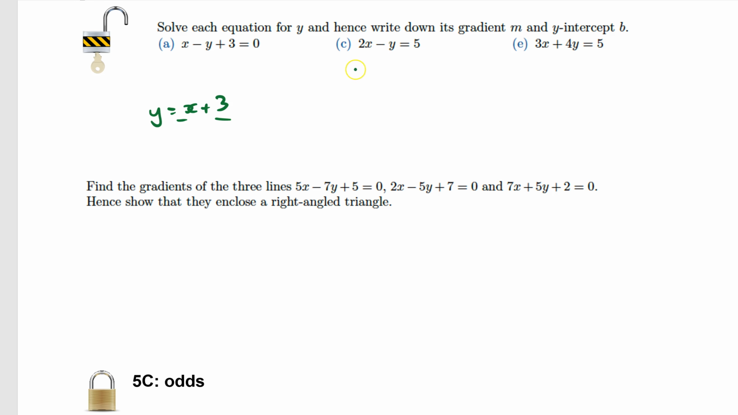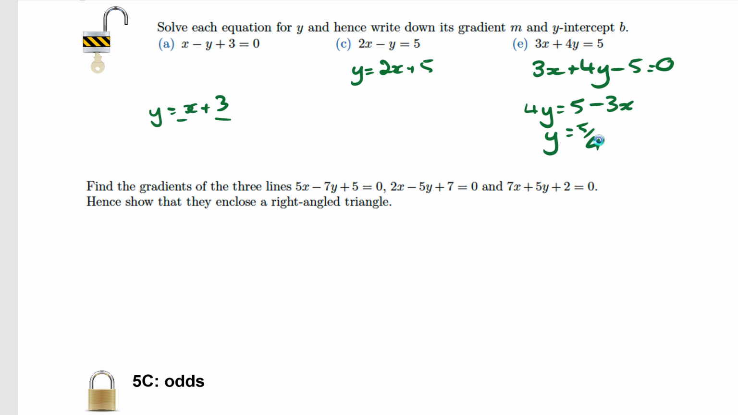This one here, not sure even why I've included this, so y equals 2x plus 5, gradient 2, y-intercept 5. This one here is probably one where it's quicker to rewrite it in standard form. So gradient is minus 3 over 4, and y-intercept is 5 over 4, but they've said to change the subject to y, so that gives us 4y equals 5 minus 3x, so y is 5 on 4 minus 3 on 4x, to give us the answers as we set up above.